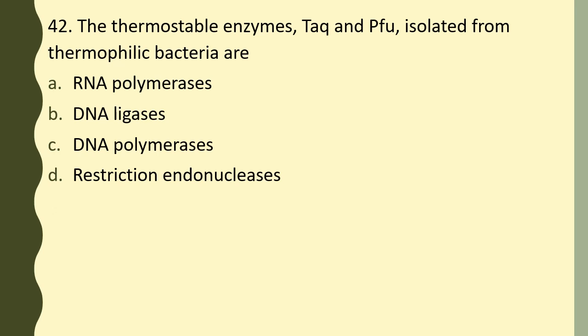Question number 42. The thermostable enzymes Taq and Pfu isolated from thermophilic bacteria are RNA polymerases, DNA ligases, DNA polymerases, restriction endonucleases. Taq and Pfu, which are thermostable enzymes, are. Correct answer is option C, DNA polymerases, and are used in PCR.